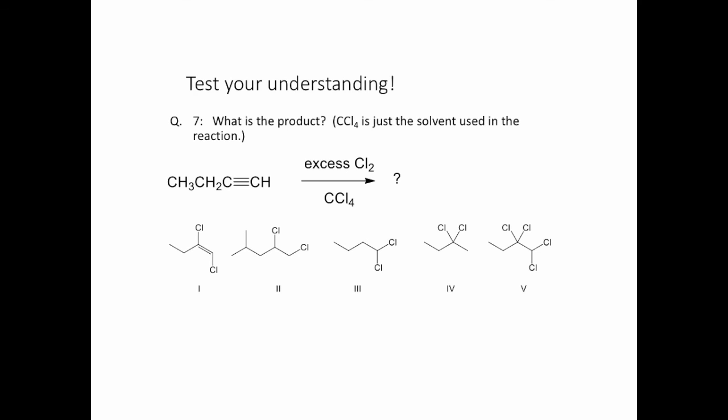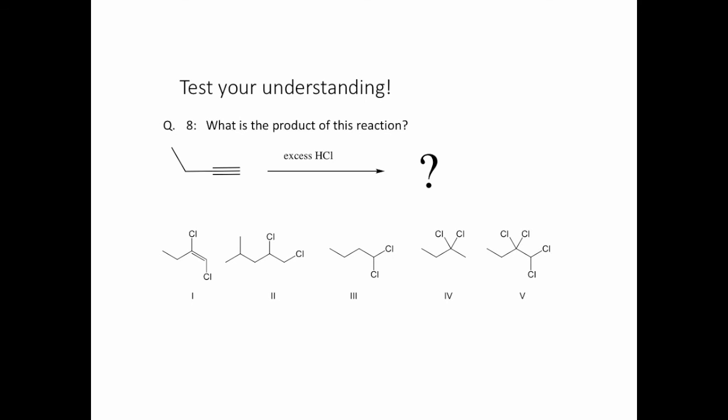Now here's a reaction involving an alkyne and reacting it with excess chlorine. Carbon tetrachloride is just the solvent, so it won't be reacting. Which product would you get from the choices shown? And finally, we have a terminal alkyne and we're reacting it with excess HCl. Which product would you get? Remember, this follows Markovnikov's rule.